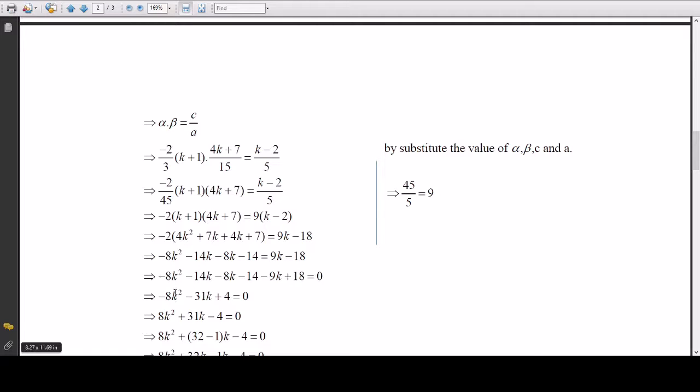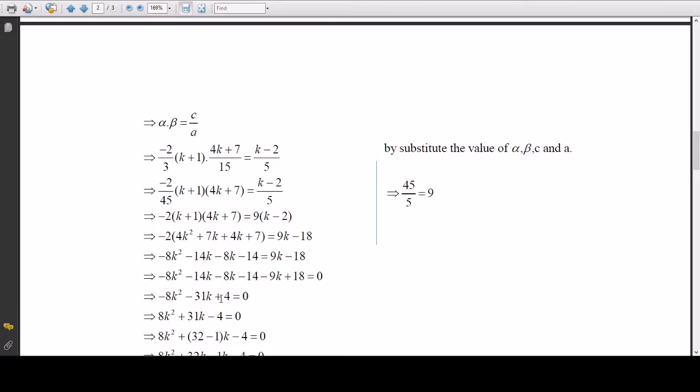8k square has only one term, k has 3 terms having k: 14, 8 and 9. 14 with 8 plus with 9, because minus minus minus is plus, you'll get minus 31k. And the number you are having is minus 14 plus 18, this means plus 18 minus 14 is 4, the sign will be plus.